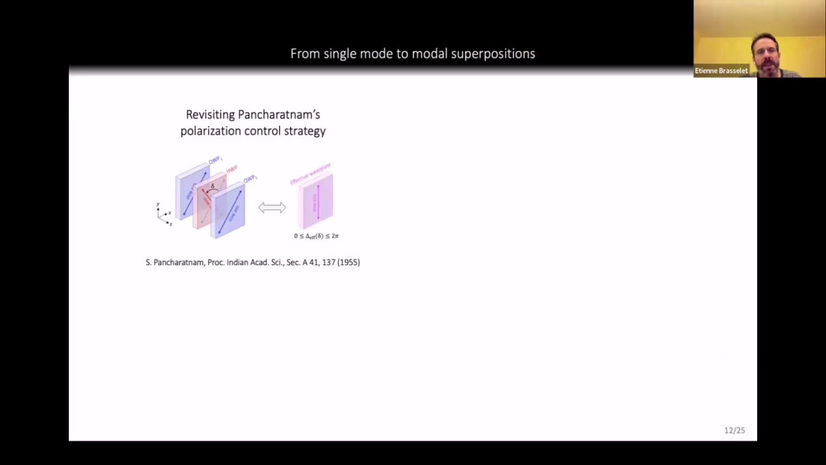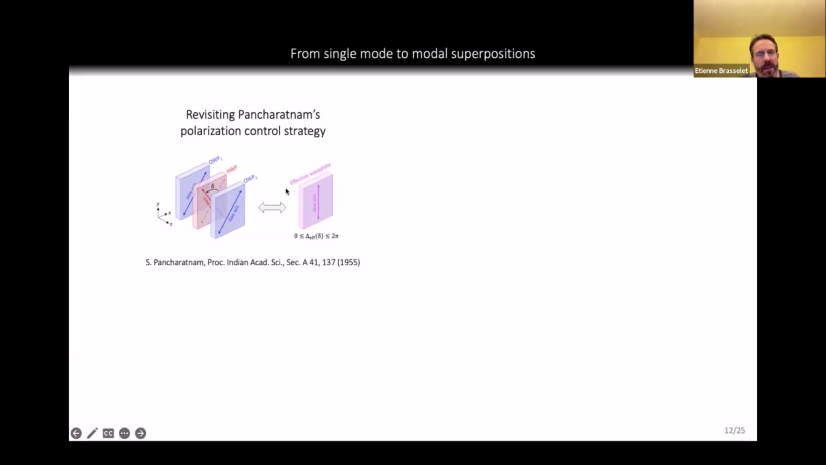Still, as I was mentioning before, you have to go from modal beam to modal superpositions of beam in order to shape the polarization fields and meet any Stokes Skyrmionic demand you have. So for that, we were recently revisiting Pancharatnam's polarization control proposal, which consists in piling up 3 wave plates, namely a quarter wave plate, a half wave plate and a second quarter wave plate. So the sandwich is depicted here on the left. And this behaves as an effective wave plate whose retardance depends simply on the angle between the half wave plate and the 2 quarter wave plates in between which it is sandwiched.